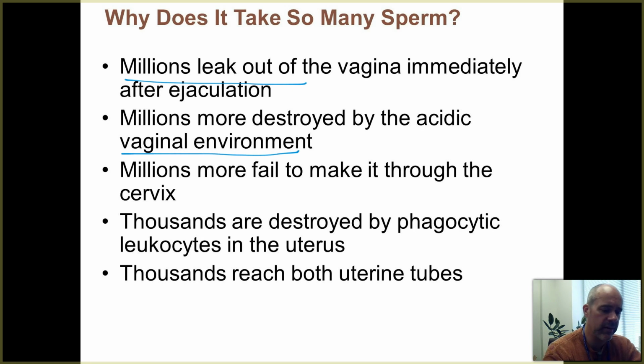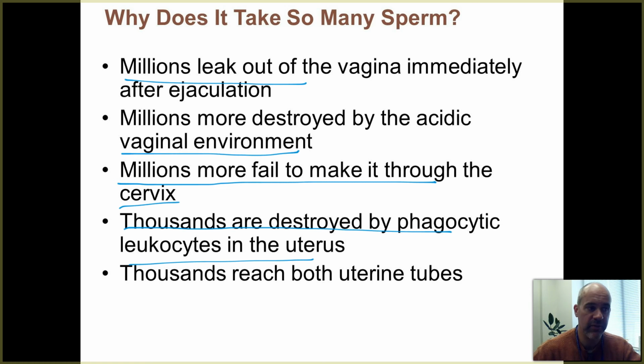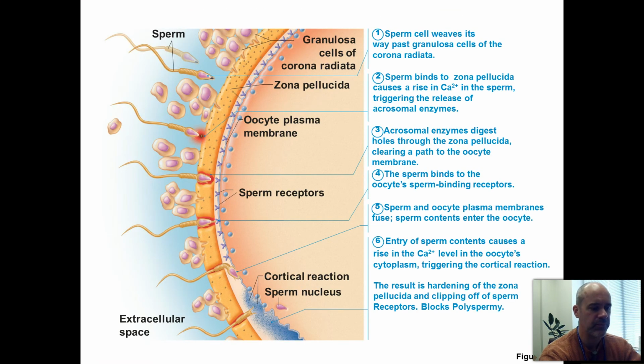And then, as you might imagine, not all of them are going to make it into the cervix. And even when they get into the uterus, phagocytes like macrophages may be positioned in the uterus, and they see these sperm cells as things that are foreign to the female's body, so they're going to phagocytose them. So when you consider all these things, it's a miracle that any of these sperm cells ever make it to a uterine tube or fallopian tube in the first place. And the numbers are thought to be down into the thousands that actually make it to both uterine tubes.